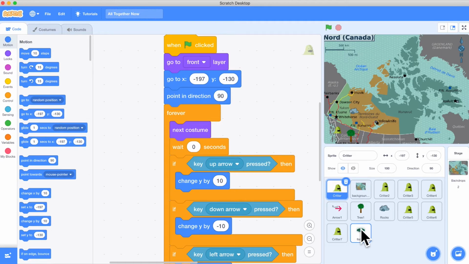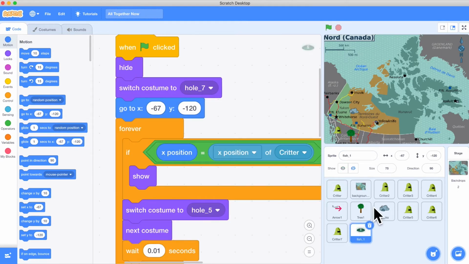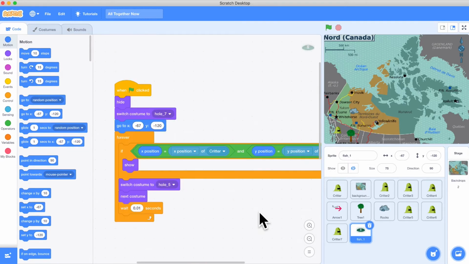Let's take a look at the fish and see if the fish is set up to work properly. So when the green flag is clicked, the fish is hiding. X negative 67, Y negative 120 for the fish in this lake near Yellowknife. And can critter get there and find that fish? Let's look at the fish's position.